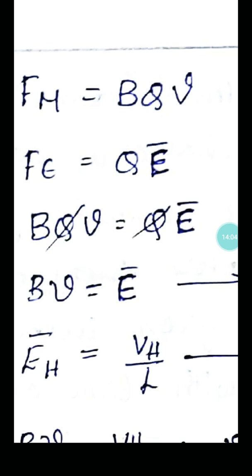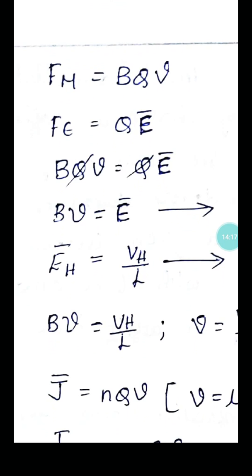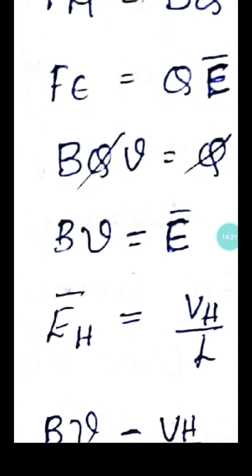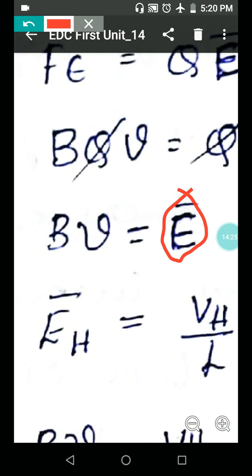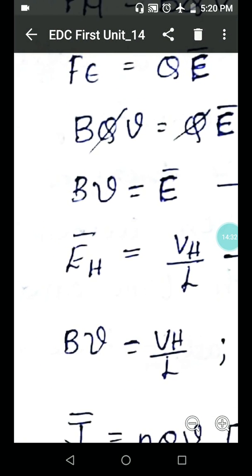So E can be written as VH by L, where VH means Hall voltage. Field in terms of voltage, we can write as voltage per length. So EH is equal to VH by L. Now what is our first expression? BV is equal to E bar. In this E, you can substitute VH by L. Now we get the expression BV is equal to VH by L.